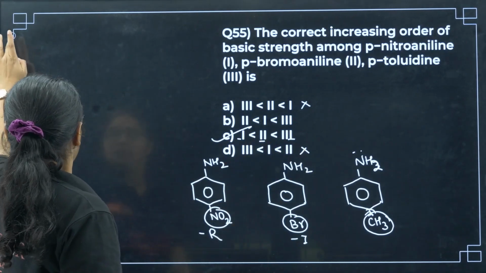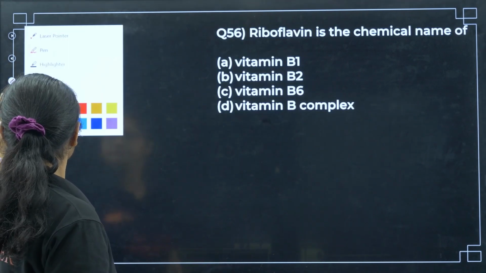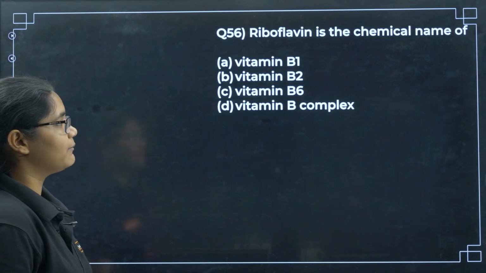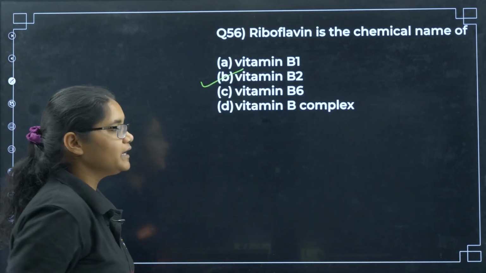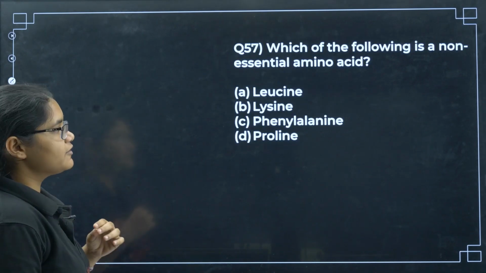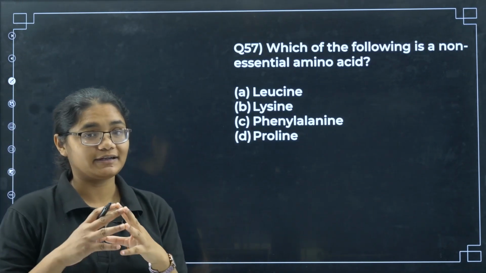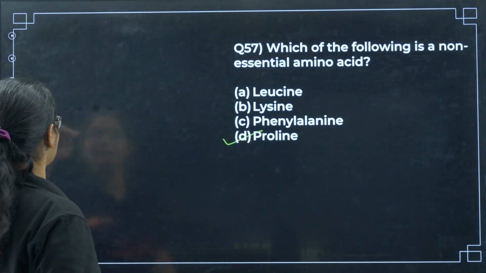Okay, next we'll move to biomolecules chapter. Riboflavin is the chemical name of vitamin B2, so option number B. Which of the following is a non-essential amino acid? So you should remember all the 10 essential amino acids, and proline is a non-essential amino acid, so option number D.